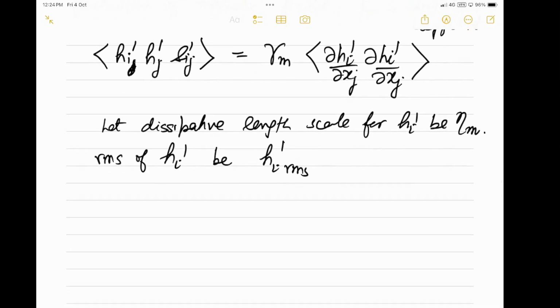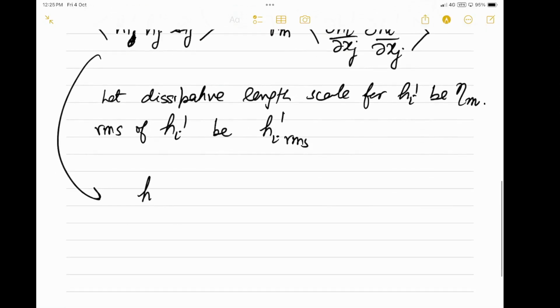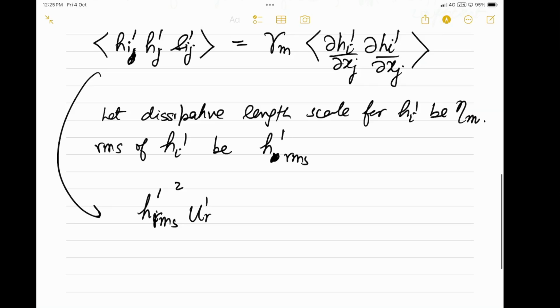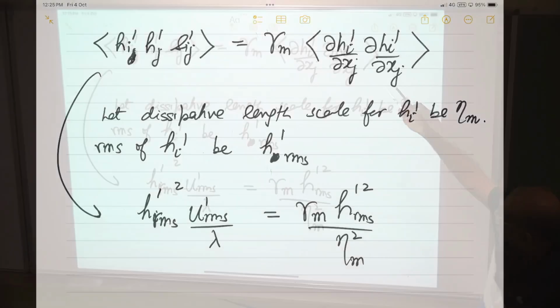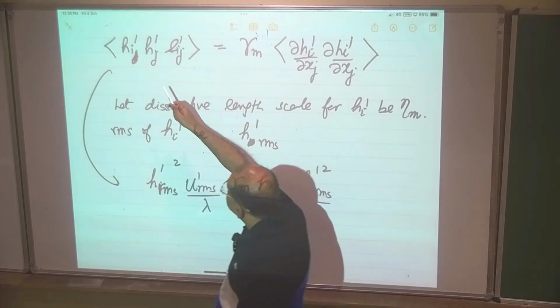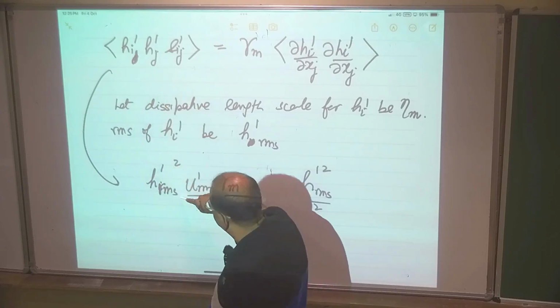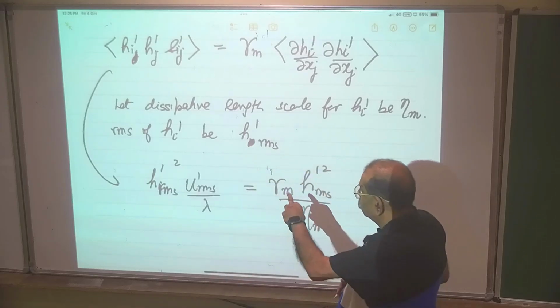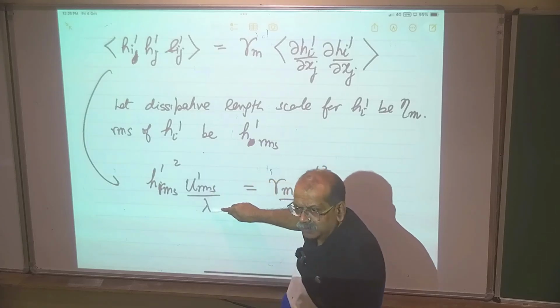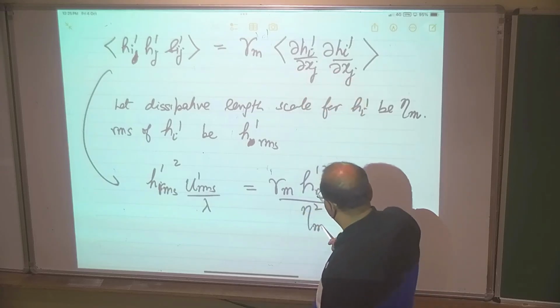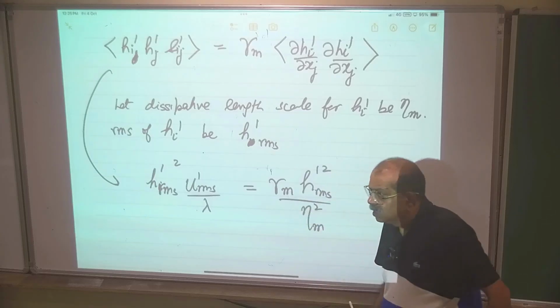Now in this equation, let me just use H RMS, this is the order of magnitude. H RMS square times Sij, where Sij will be U prime RMS upon lambda, the Taylor scale, is equal to gamma m H prime RMS square divided by eta m square. So again we are doing an order of magnitude analysis. If this is well correlated, and we'll talk a bit about this, Sij prime will be U prime RMS upon lambda, and this will be equal to gamma m times H prime RMS square upon eta m square.